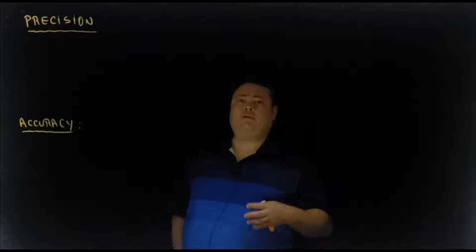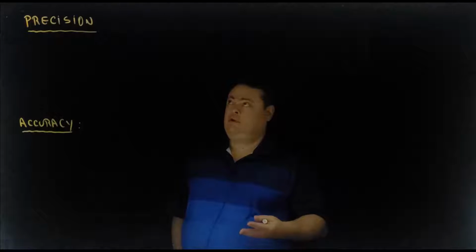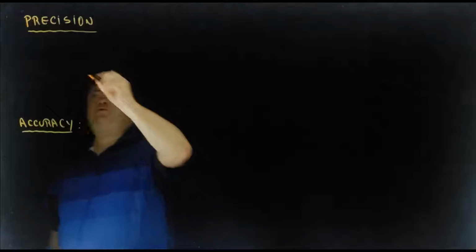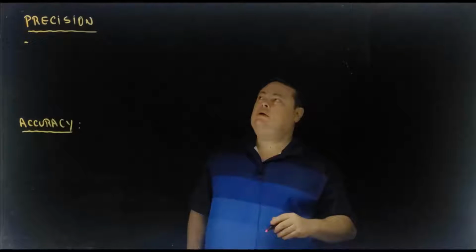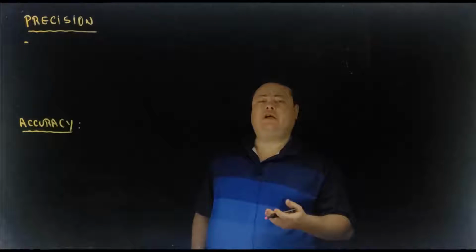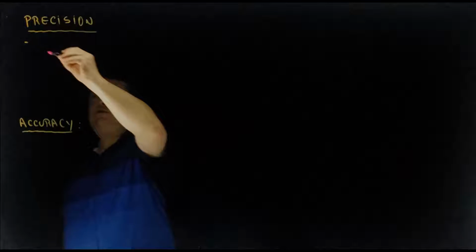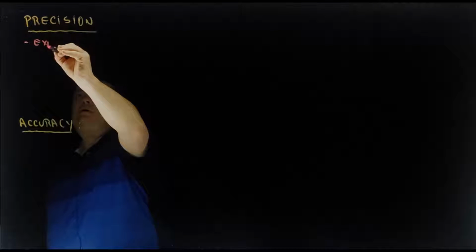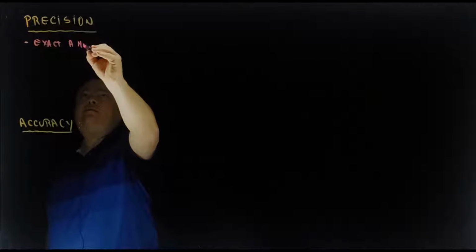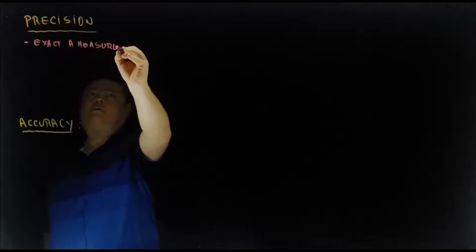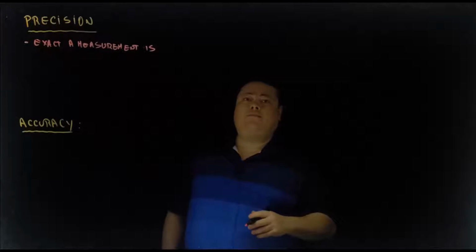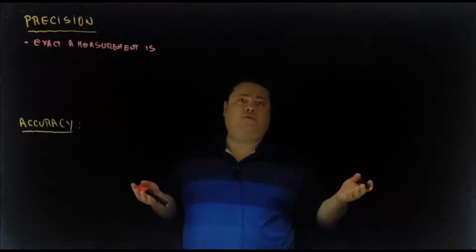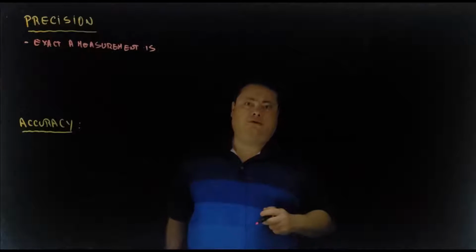Now let's talk about precision and accuracy. Precision has to do with how exact a measurement is. The more decimal places you have in a reading, the more precise you are.